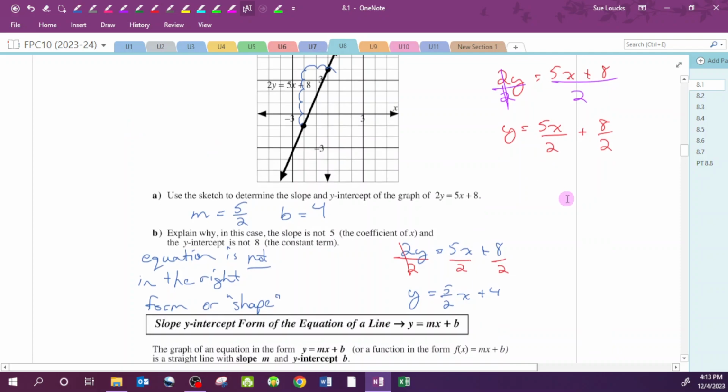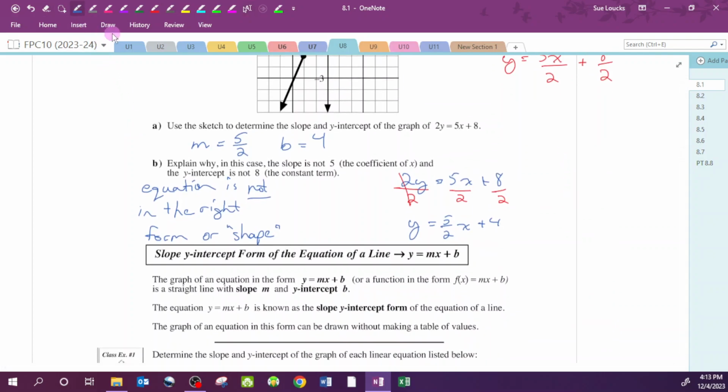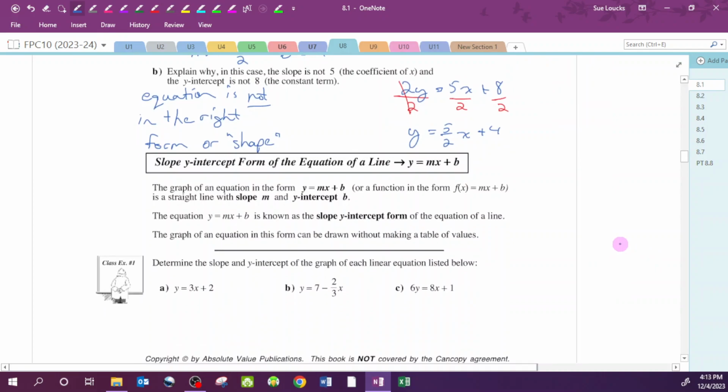Okay, let's look, continuing on. The graph of an equation in the form y equals mx plus b, or a function in the form f of x equals mx plus b, is a straight line with slope m and y-intercept b. And this is known as the slope-intercept form of the equation of a line. And we can draw this without using the tables.